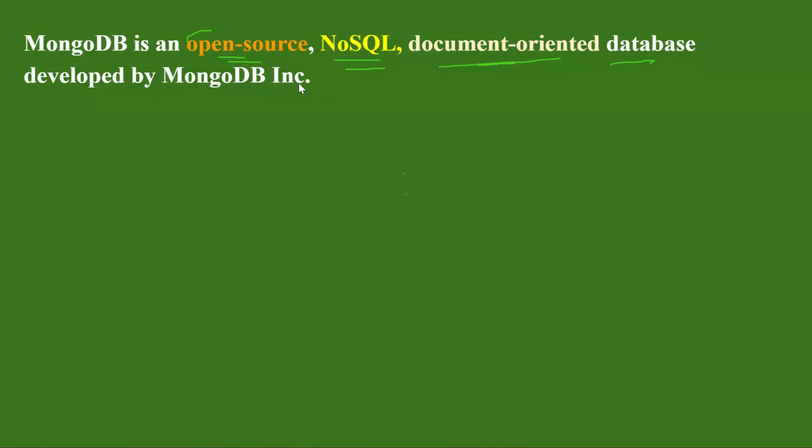Next, document oriented. Document oriented means if you want to store any data in the MongoDB database, then we are going to follow JSON format. And that JSON format will be like an object. So in MongoDB, those objects we are going to call a document. That's why it is called document oriented. So what is that document oriented? We are going to understand in a more detailed way once I start with practical sessions. So what is MongoDB? It is an open source, NoSQL, document oriented database.